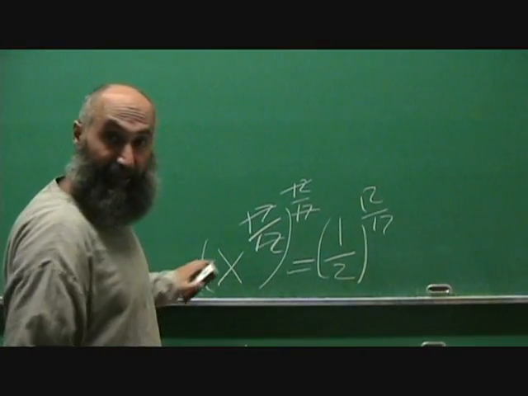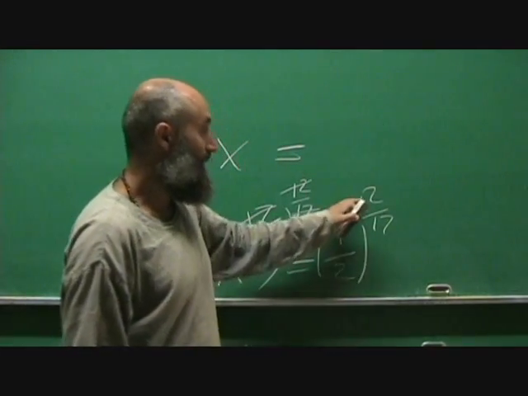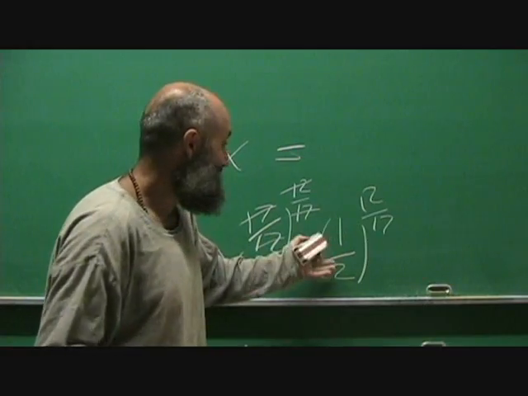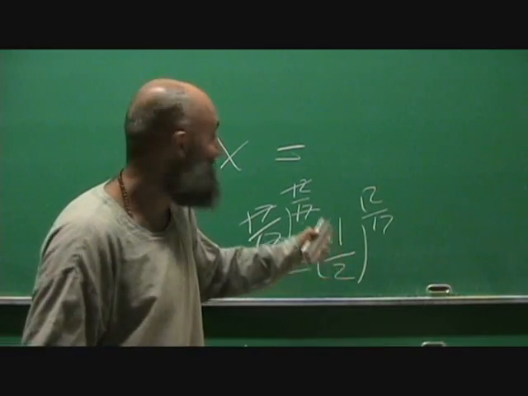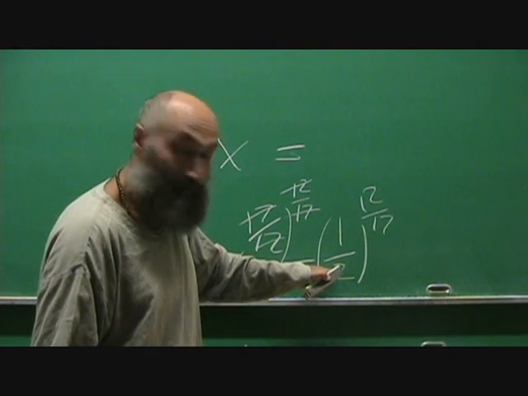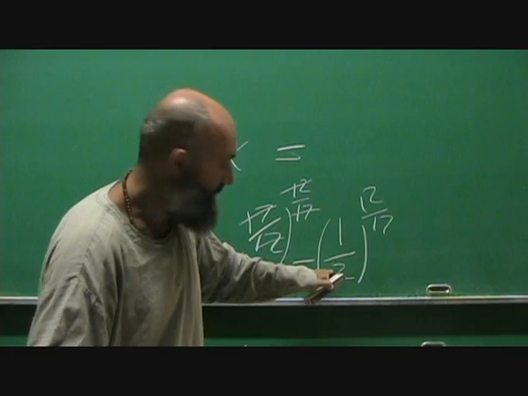And on this side, we have x is equal to a half to the power of 12 over 17, whatever that is. If you want to punch it out, you can punch it out. But this is sufficient enough. Another way you could express this, let's test what we learned in series 2.